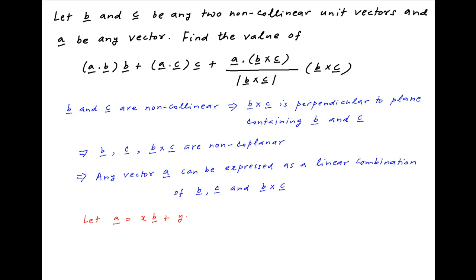Therefore, we can let vector A be equal to x times vector b plus y times vector c plus z times vector b cross c, where x, y, and z are projections of vector A along vectors b, c, and b cross c respectively.